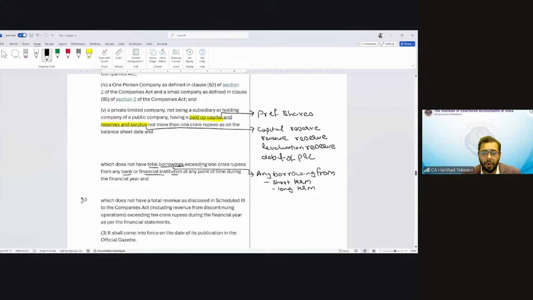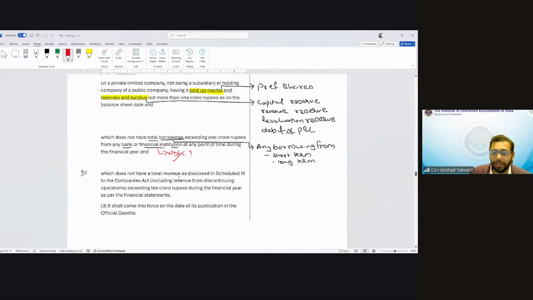Now the second question is, what does financial institution mean? Will it include NBFC? If I had taken a loan from an NBFC, can I say that NBFC is included in the financial institution? Yes. We will include it, sir. So NBFCs are part of the financial institutions. Okay, so financial institution will include NBFC.